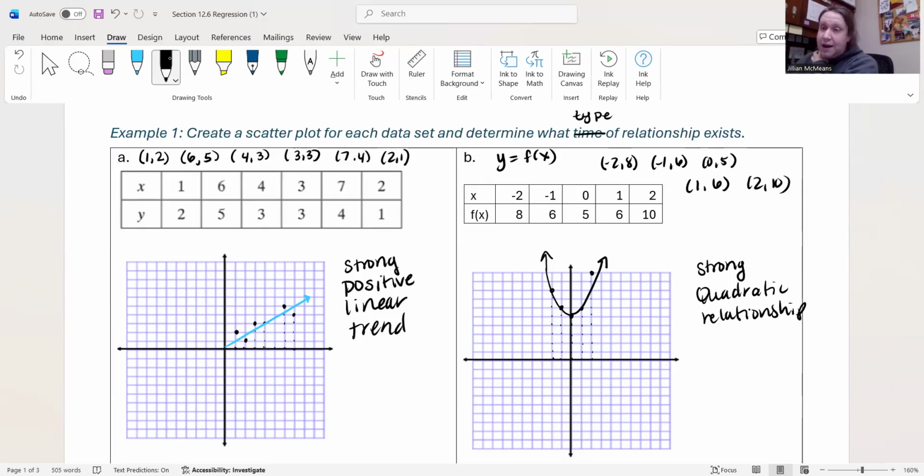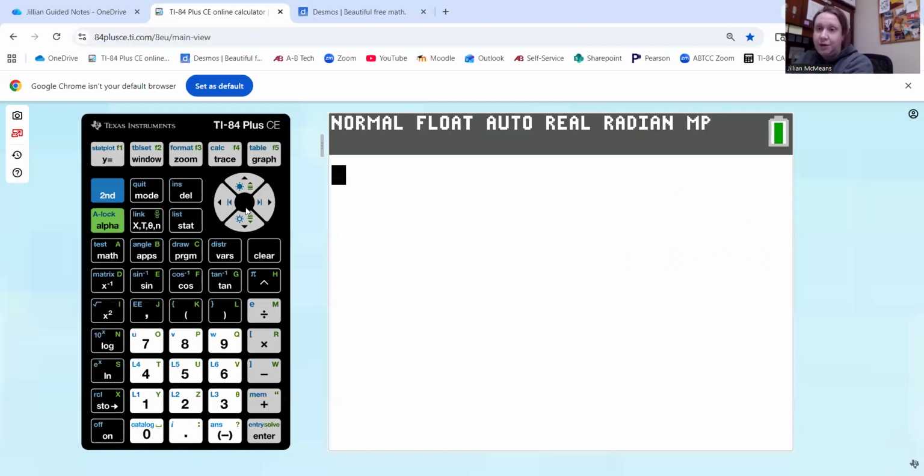So let me make sure I've got these typed out in front of me. Let's go to the calculator first, okay? So we're going to switch to the graphing calculator. Okay, so we've got our graphing calculator here. We have to set the stage so that the calculator knows to plot individual data points, okay? So I want to show you how to turn this on and turn this off, okay?